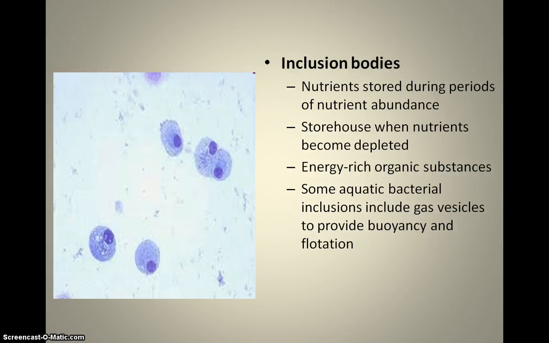Some interesting adaptations: some aquatic microbes can actually store gas, and it helps them to control their buoyancy in the water so they can move up and down in the water column, changing what temperature they're experiencing, what availability of oxygen they're experiencing, and availability of sunlight. So it's kind of a neat adaptation.